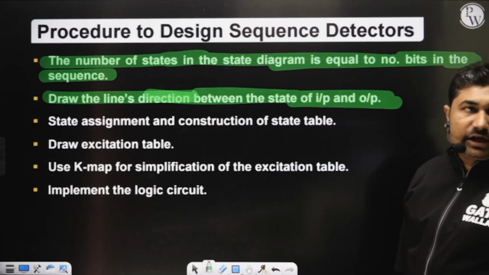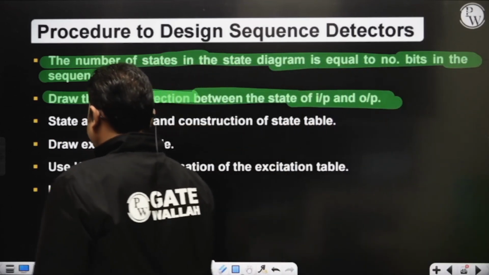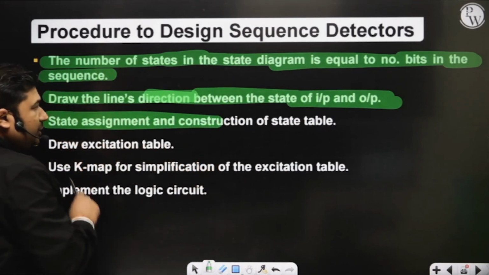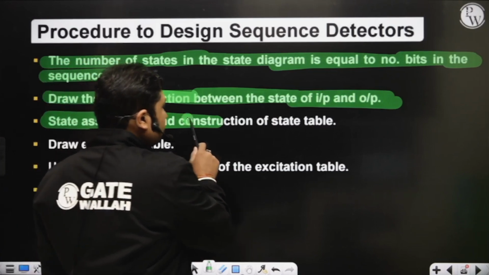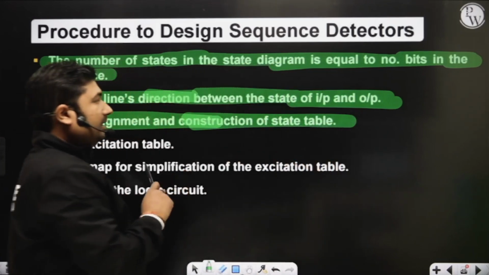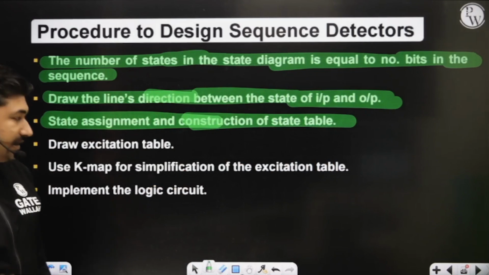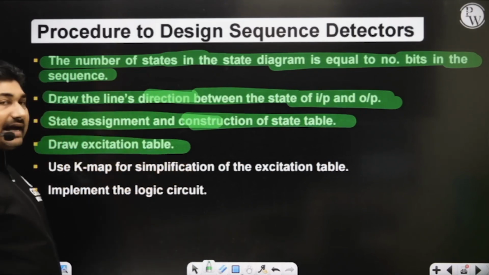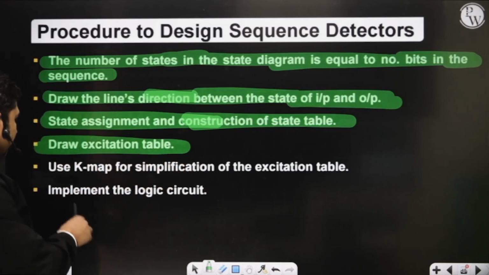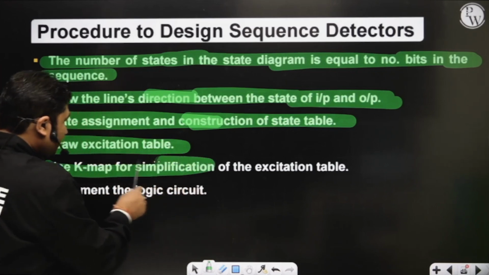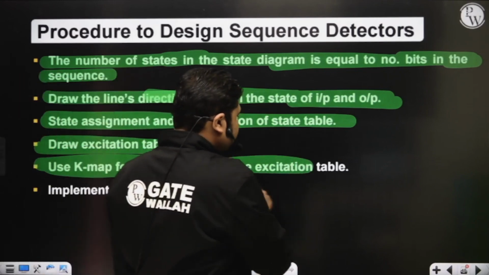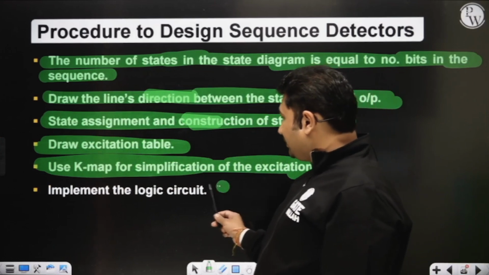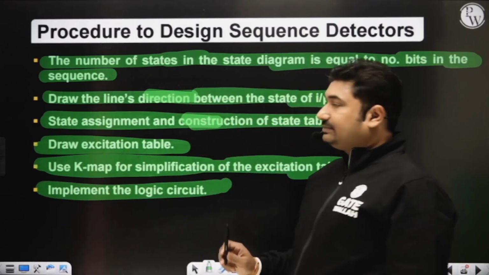Draw the directions between the states of the inputs and outputs. Then state assignment. So we need to assign the states and construct the state table. Draw the excitation table. Then use K-map for simplification of the excitation table. And at last, you need to implement the logic circuit.